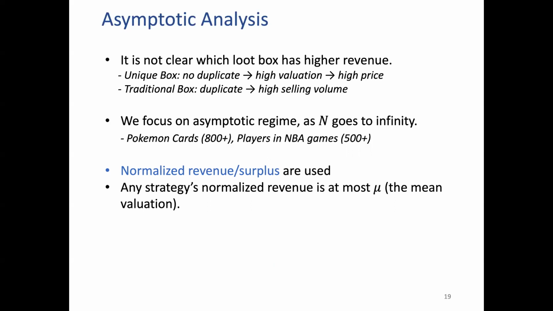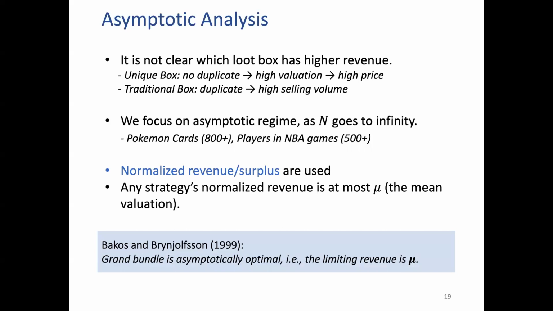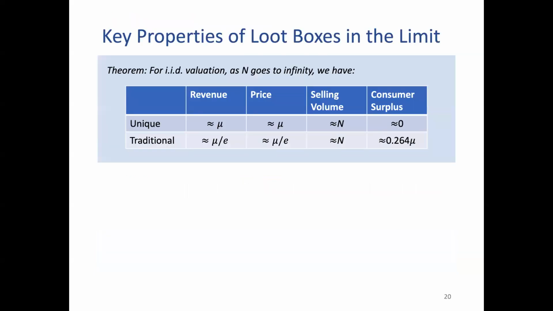Okay. So in this case, any strategy's normalized revenue is at most mu, the mean valuation, because in the best case, the seller could take away all the customer valuation to be his revenue. And a paper 20 years ago says that grand bundle is asymptotically optimal. That is, the limiting revenue is mu for grand bundle. So the proof is quite straightforward, and it's based on the law of large numbers. But on the other hand, the result is not that practical, because no one can really afford an infinite size bundle, right? So let me show you the result in our paper.